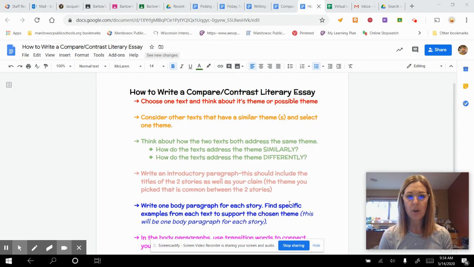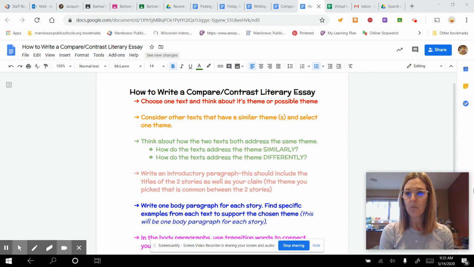We continue our work on creating our final essay of the year, the Compare Contrast Literary Essay. This is going to be a 4-paragraph essay. Yesterday, we started the intro and one of the bodies. Today, I would like to finish the second body and the conclusion.